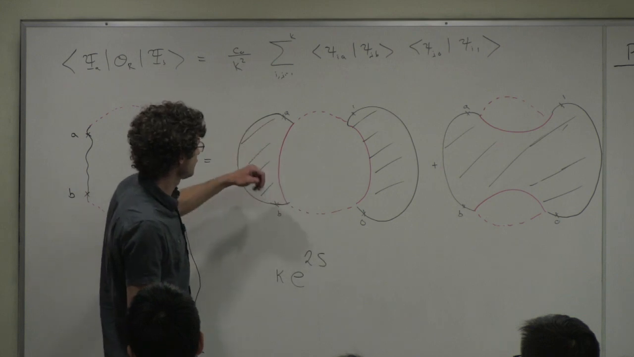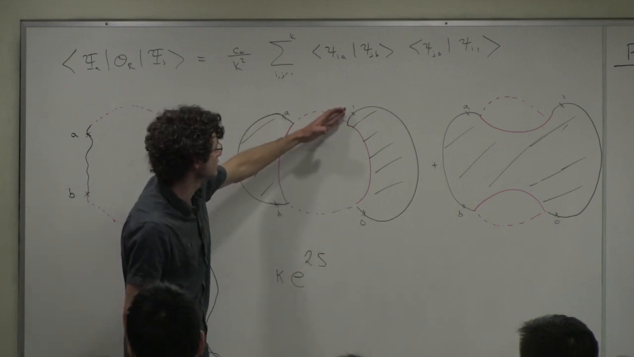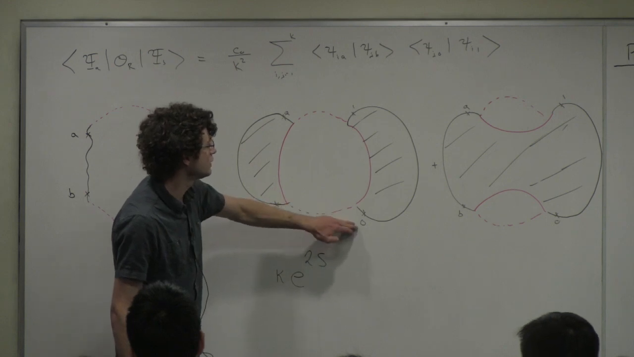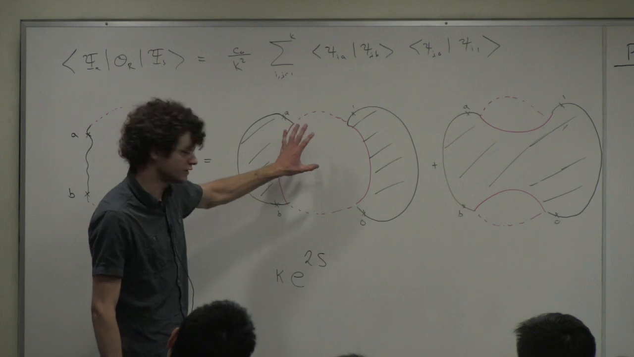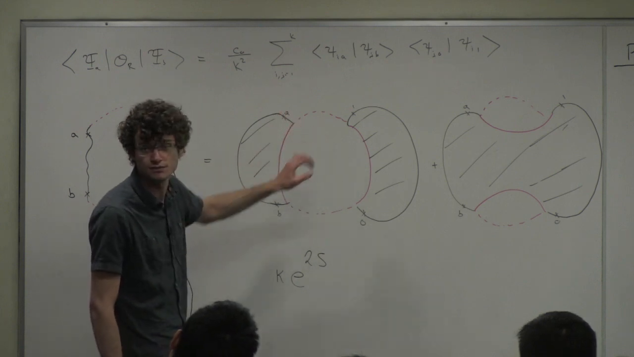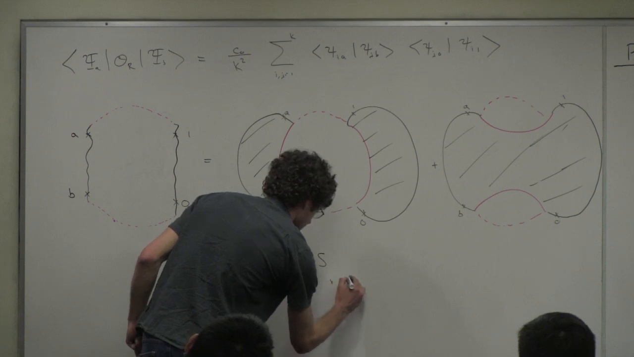In fact, the field theory calculation, as we presented it, will just give 0 because this 1 and 0 state are defined to be orthogonal on this geometry. So this term would give actually 0 in the field theory computation. So k times e to the 2s, times 0.